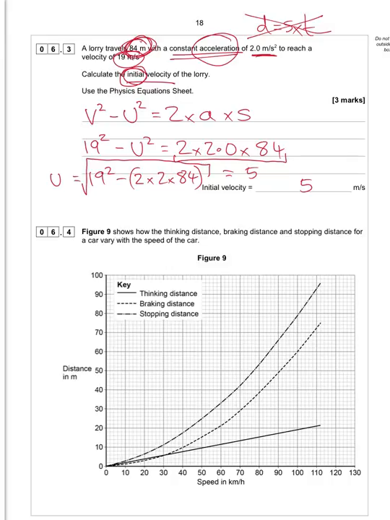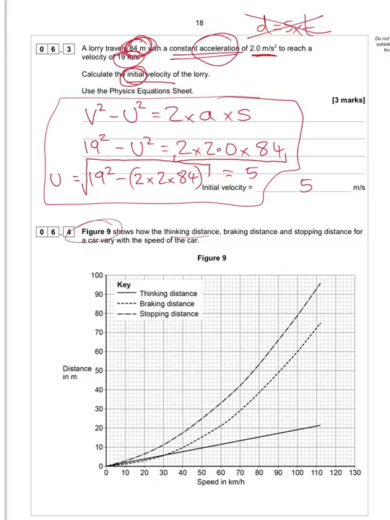If rearranging equations is something that you need to practice, I would use your revision books, and there will be examples of those questions. You need to go over how to rearrange that equation. Okay, so moving on then to question 6.4. Figure 9 shows how the thinking distance and braking distance and stopping distance for a car vary with the speed of the car.